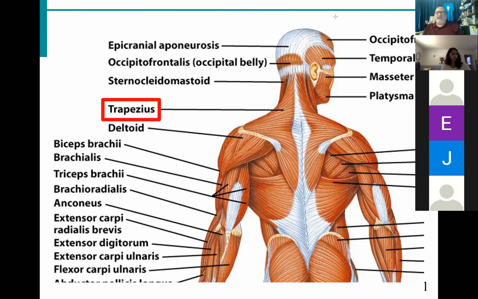Excellent, excellent. So great example of, again, coming up with a common activity, or not common, I don't know how many people play tennis anymore, but an activity that we can use to help us to remember all of the actions of the trapezius. Perfect. Questions on that?